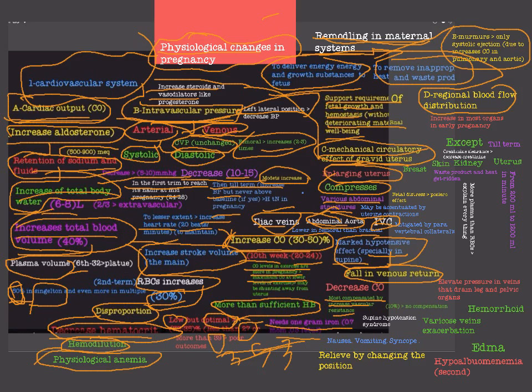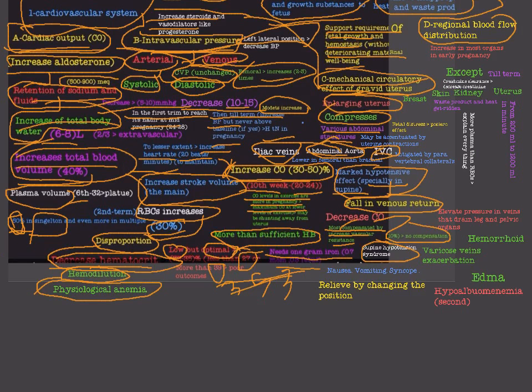This will happen in most of cases, but in 10% of cases there will be no compensation. In the cases of no compensation, we will have what we call supine hypotension syndrome. The vessels are not able to constrict, and there will be a decrease in blood pressure. In supine hypotension syndrome, we have symptoms like nausea, vomiting, and syncope, and we can relieve that by changing the position from supine to left lateral, for example, or to sitting position.